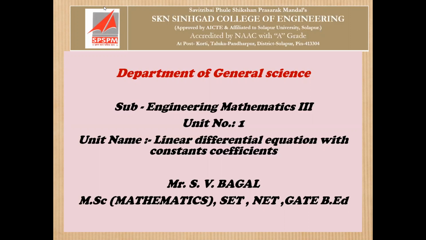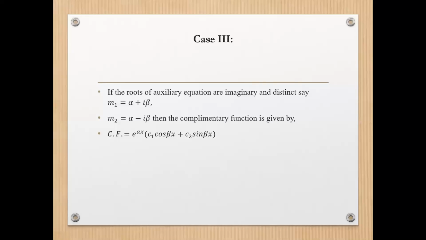Now in this lecture, we will see the next cases, case number 3 and case number 4. This is case number 3. If the roots of the auxiliary equation are imaginary and distinct, say m1 is equal to alpha plus i beta and m2 is equal to alpha minus i beta. These are complex conjugates of each other. We can write this combinedly as alpha plus minus i beta. Alpha is the real part and beta is the imaginary part of that complex number.